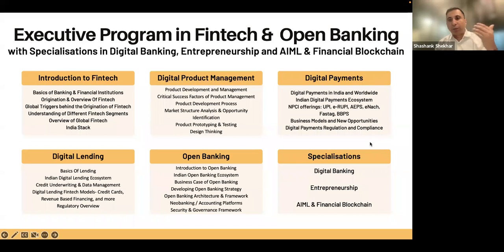I don't want to get into detail, but most topics in the digital space are covered very deeply, be it fintech, product management, digital payments, lending, and open banking. Every dimension gets covered in depth by the industry mentors. We are also launching some specializations in digital banking, entrepreneurship, AML, and blockchain.